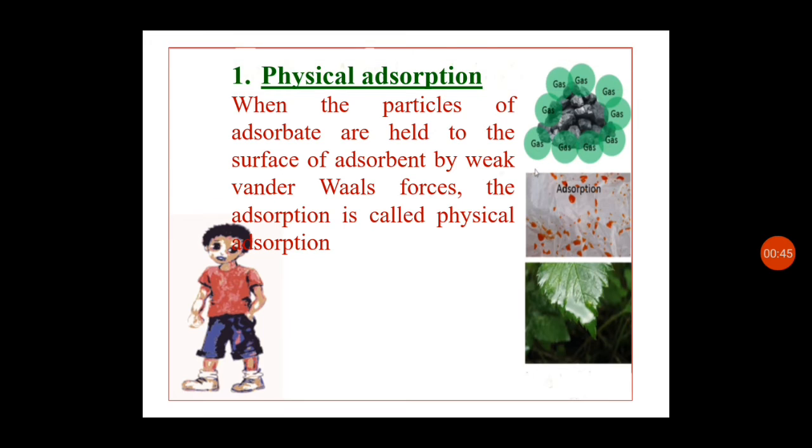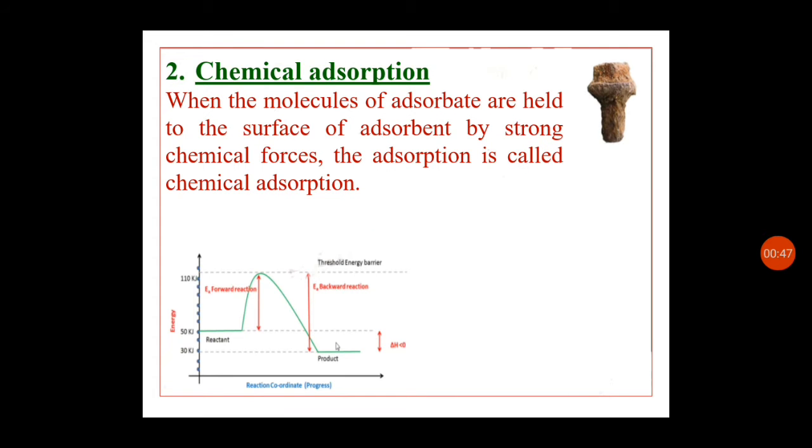Then chemisorption. Chemisorption or chemical adsorption occurs when chemical bonds are formed between adsorbate and adsorbent. These chemical bonds are strong chemical forces. So this is chemisorption.